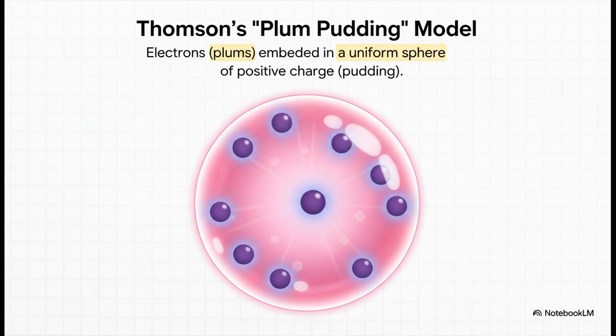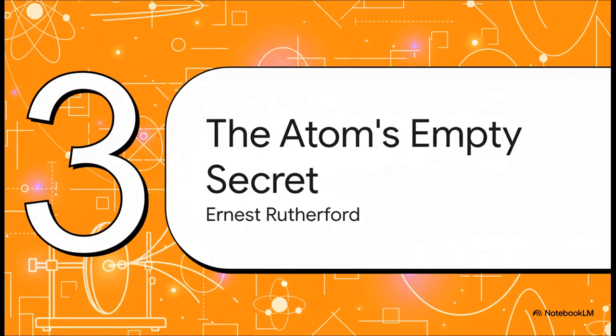It made a lot of sense. But you probably know where this is going. The story was far from over. A former student of Thomson's, a brilliant guy named Ernest Rutherford, decided to put this whole plum pudding idea to the test. And what he found didn't just challenge the model, it completely obliterated it and changed physics forever.